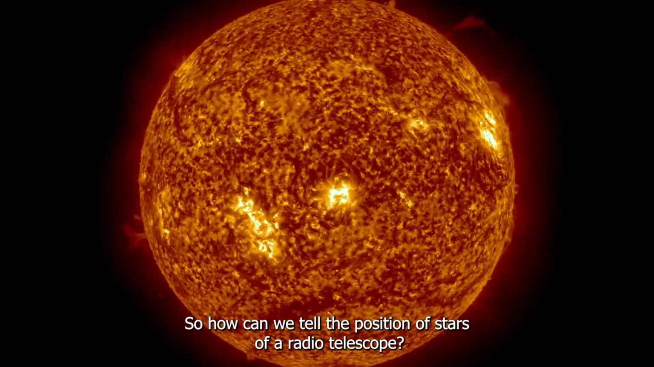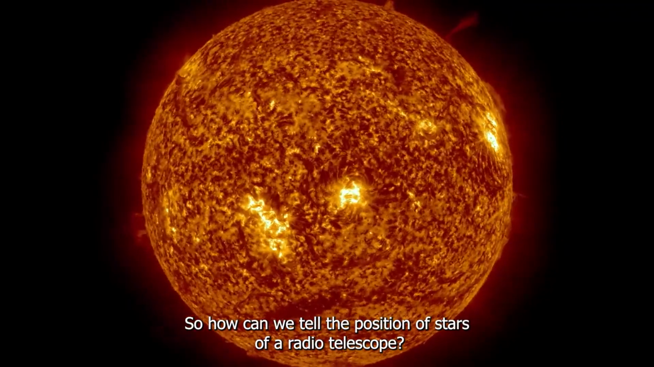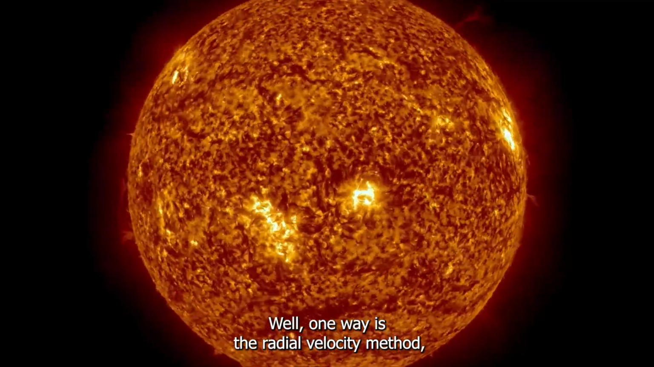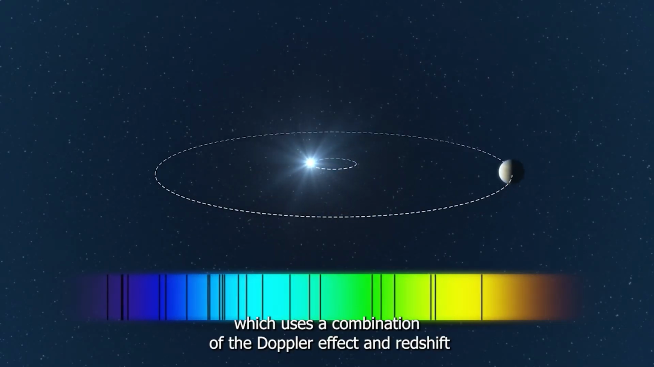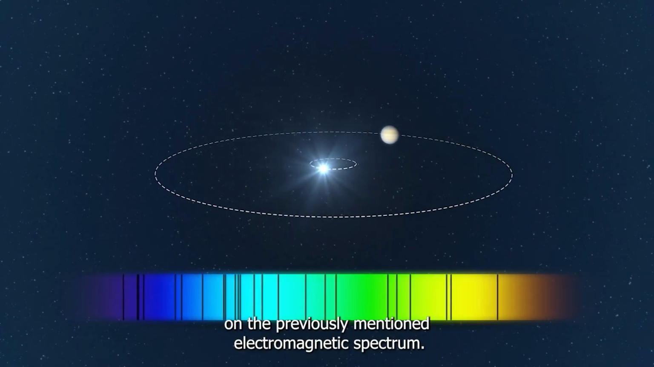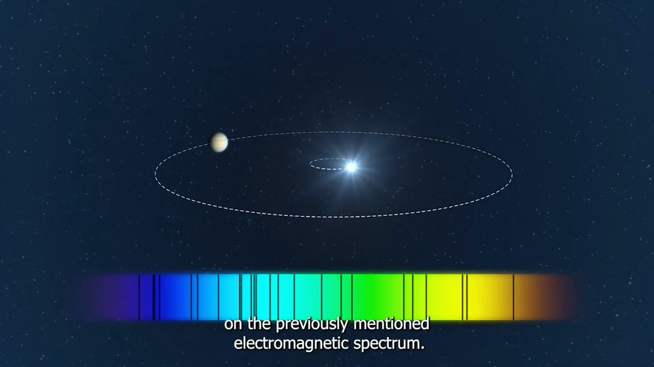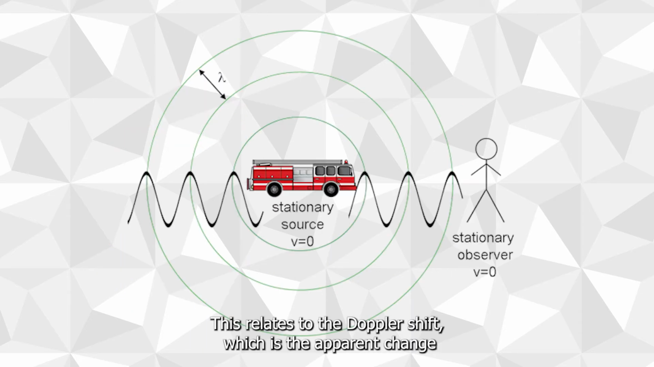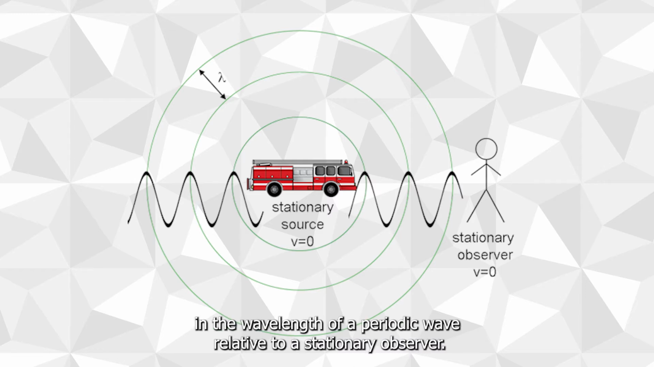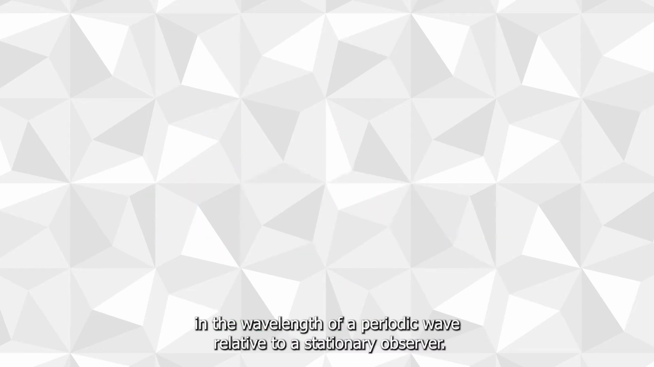So, how can we tell the position of stars with a radio telescope? Well, one way is the radial velocity method, which uses a combination of the Doppler effect and redshift. On the previously mentioned electromagnetic spectrum, light that is more red has a longer wavelength. This relates to the Doppler shift, which is the apparent change in a wavelength of a periodic wave relative to a stationary observer.